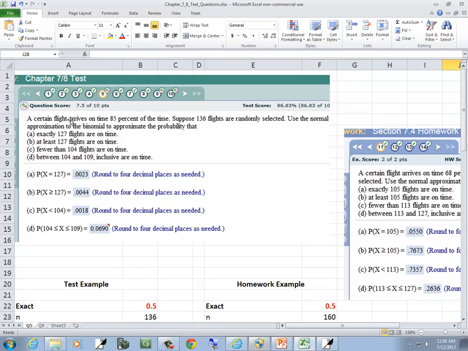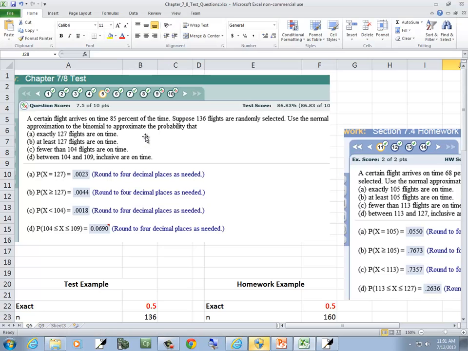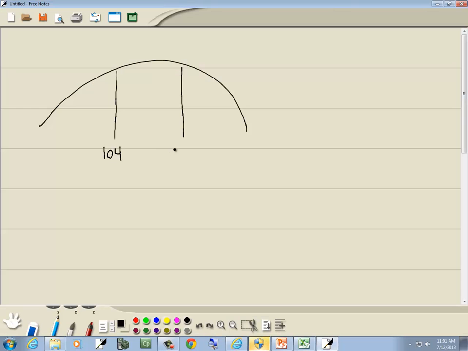It says a certain flight arrives on time 85% of the time. Suppose 136 flights are randomly selected. Use a normal approximation of the binomial to approximate the probability that between 104 and 109 inclusive are on time. Well, let's see what we're talking about. Inclusive means I'm going from 104 to 109, and it includes those values.